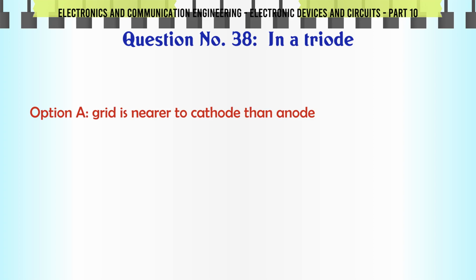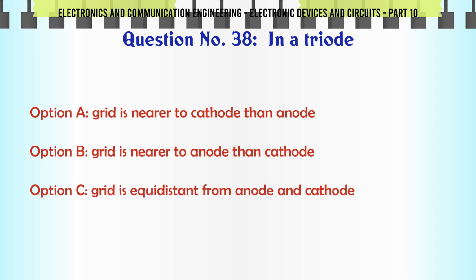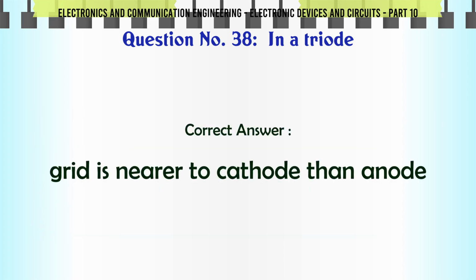In a triode, A. grid is nearer to cathode than anode. B. Grid is nearer to anode than cathode. C. Grid is equidistant from anode and cathode. D. Any of the above. The correct answer is grid is nearer to cathode than anode.